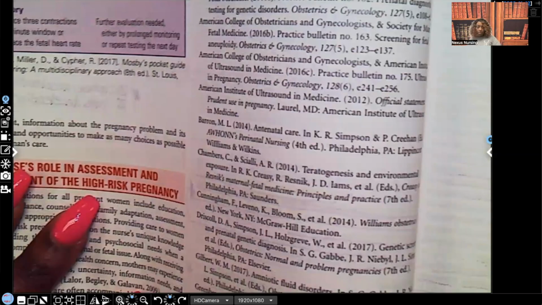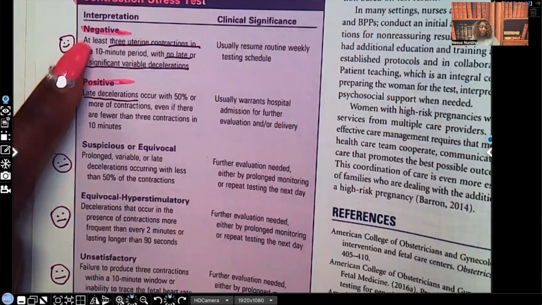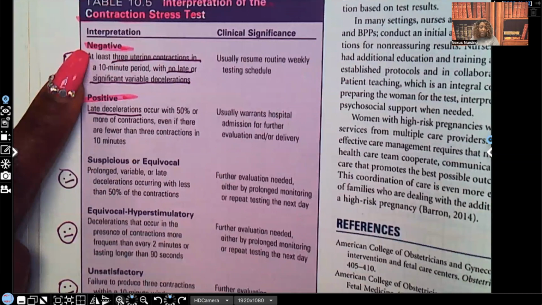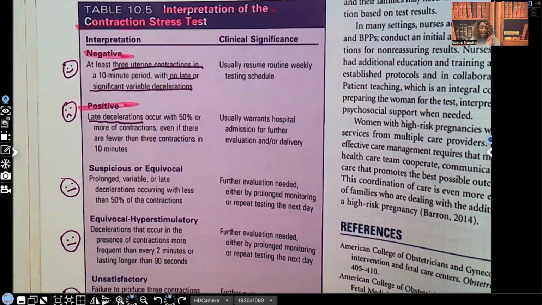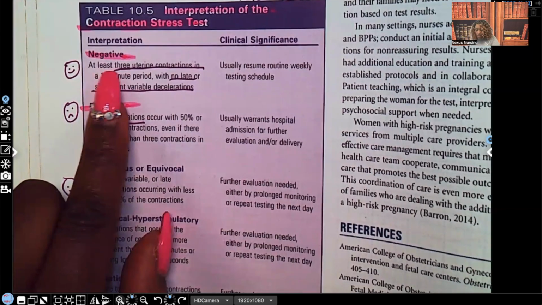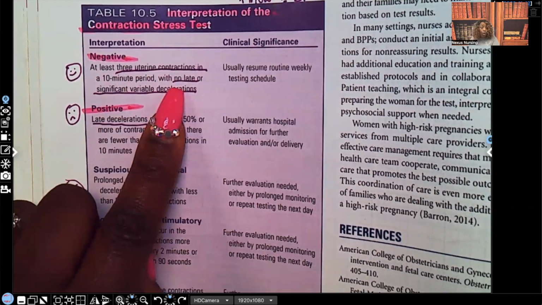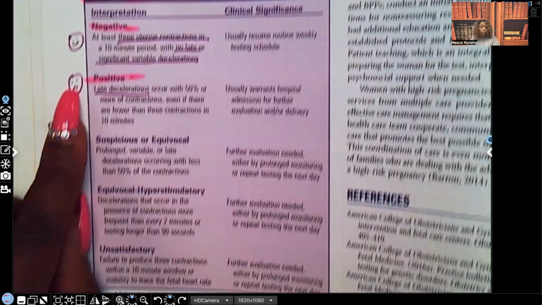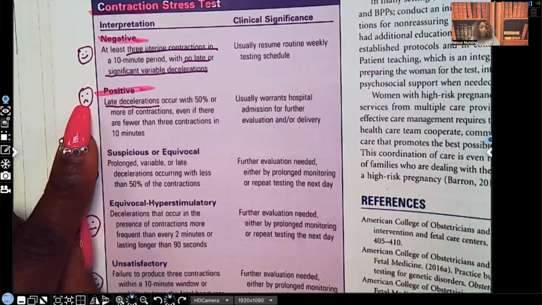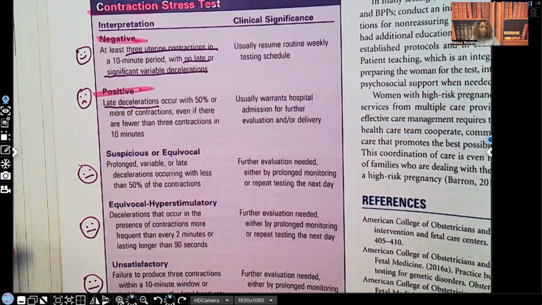Now, one last thing I'll cover with you, take a look at this box. Again, I can't stress this enough. When it comes to the contraction stress test, a negative result is good. That's why you see this happy face. What is that negative result? It's at least 3 uterine contractions in a 10-minute period with no late or significant variable decelerations. Good. What's bad? A positive result. A positive result shows late decelerations that occur with 50% or more of the contractions.